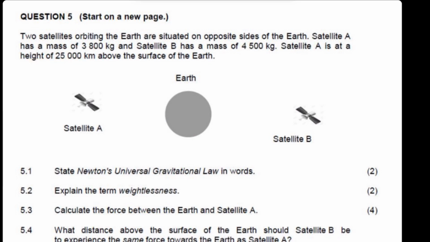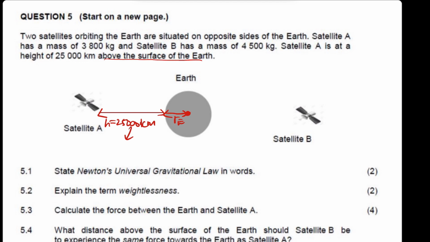Satellite A is at a height of 25,000 kilometers above the surface of the Earth. But one thing you need to understand is that the radius of the Earth is from there to there, and the radius of the Earth is a constant. So that's the radius of Earth, and this is the height. You have to convert that height.